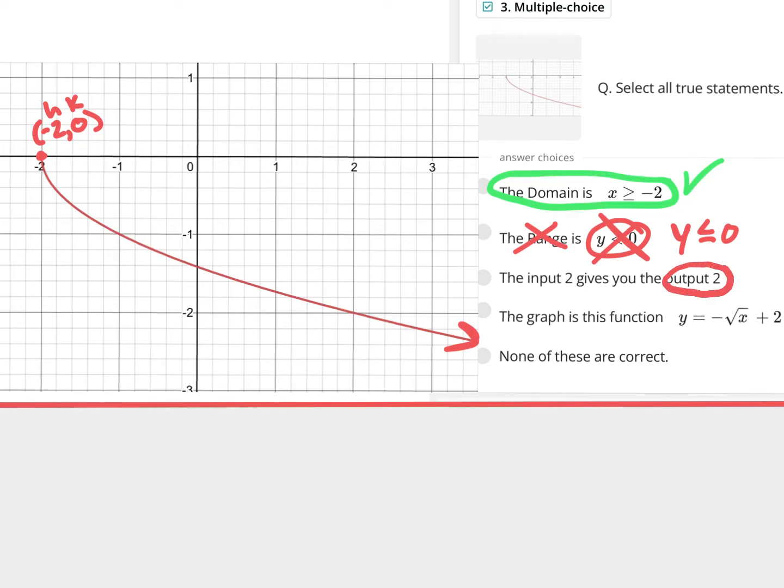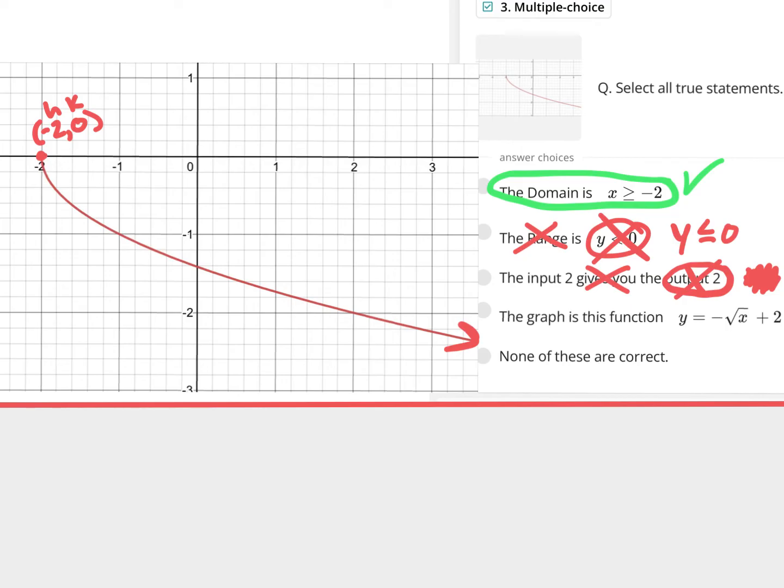What's wrong about it is that it says output 2. If that would have said that the output is -2, then it would have worked, but it says +2, so it doesn't work, so don't pick that. Again, input 2 should give you the output -2, because the coordinate is 2, -2. And right here it says 2, +2. The graph's not up here, it's down here, okay?